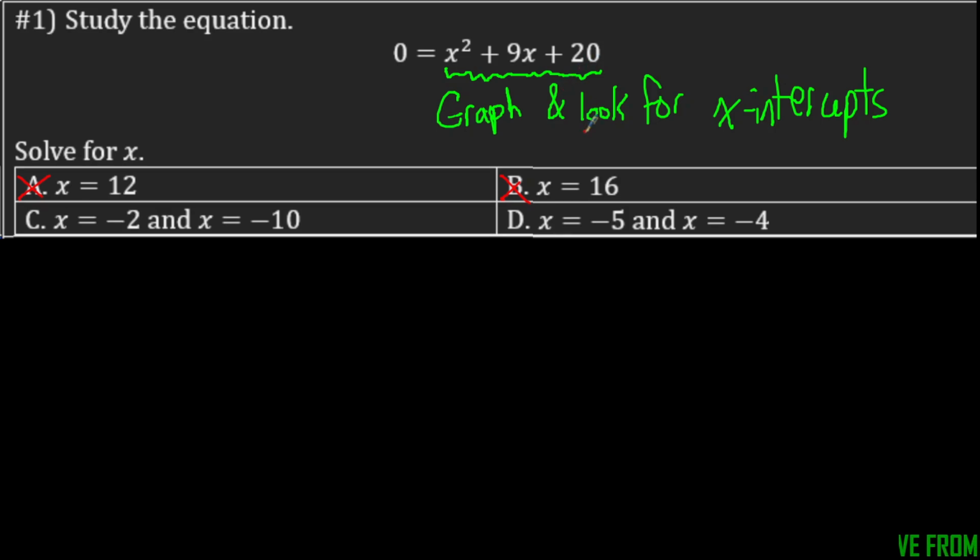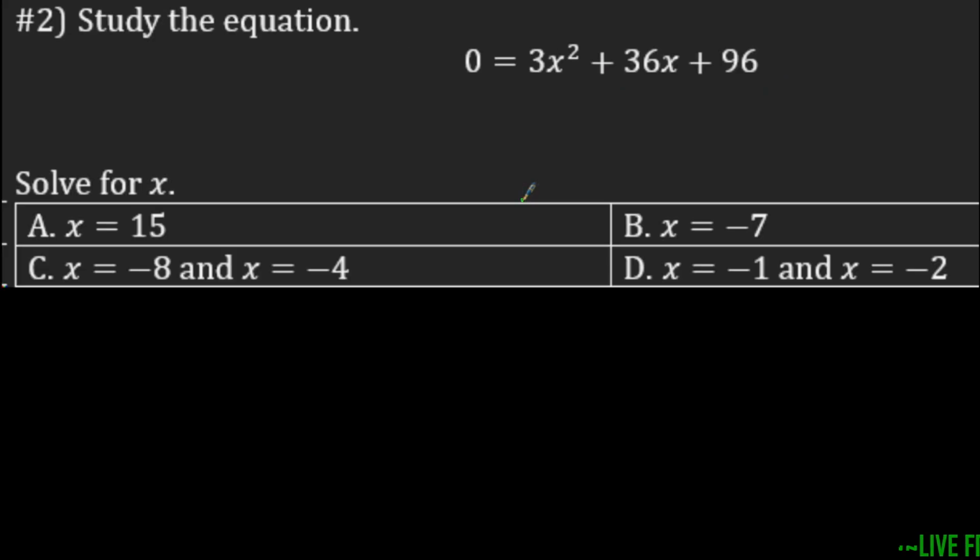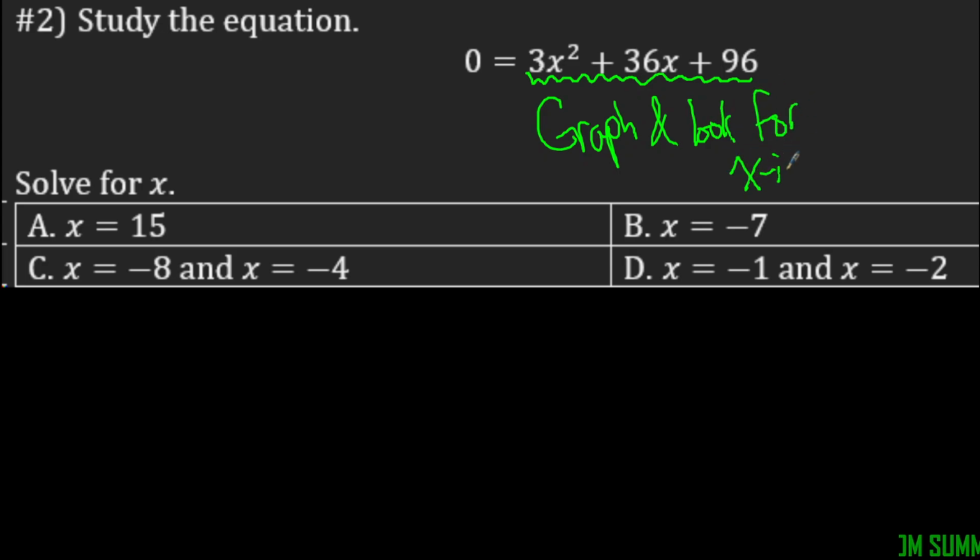So we're going to say this one is going to be D. All right, same idea for this one. Again, we talked about getting those values as a GCF, but for right now, just graph out, same idea, graph and look for x-intercepts. Again, that's where y equals 0 or where my curve hits the x-axis.